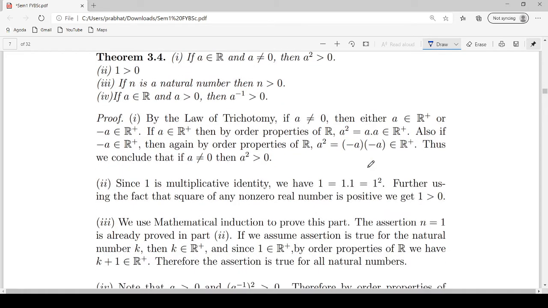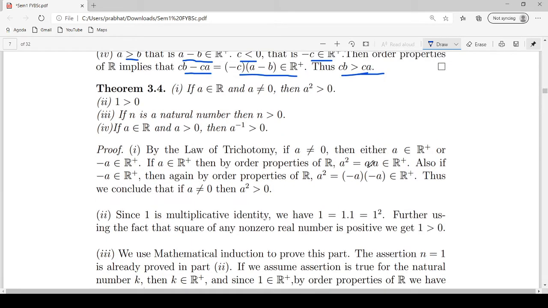Now let's see the next theorem. It states if A belongs to set of real numbers R and A is not equal to 0, that means A is a non-zero real number, then A square is strictly greater than 0. That means we have to prove square of every non-zero real number is greater than 0.